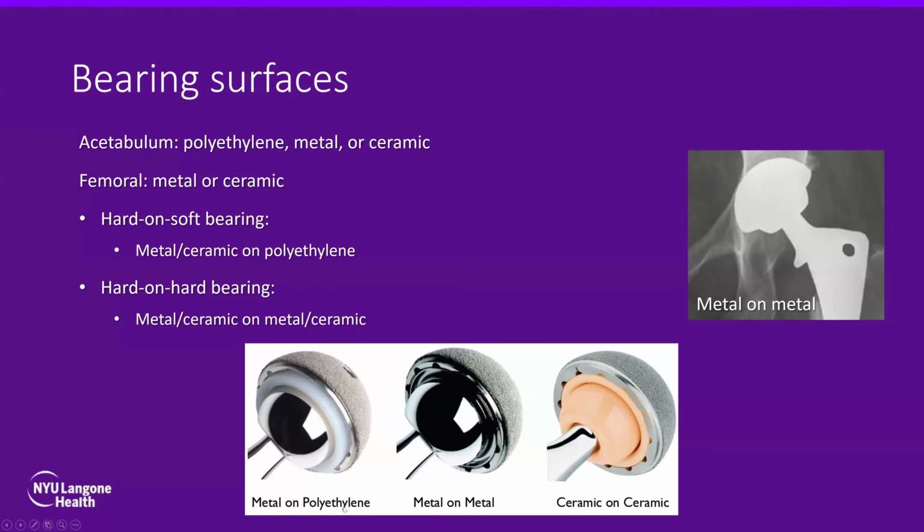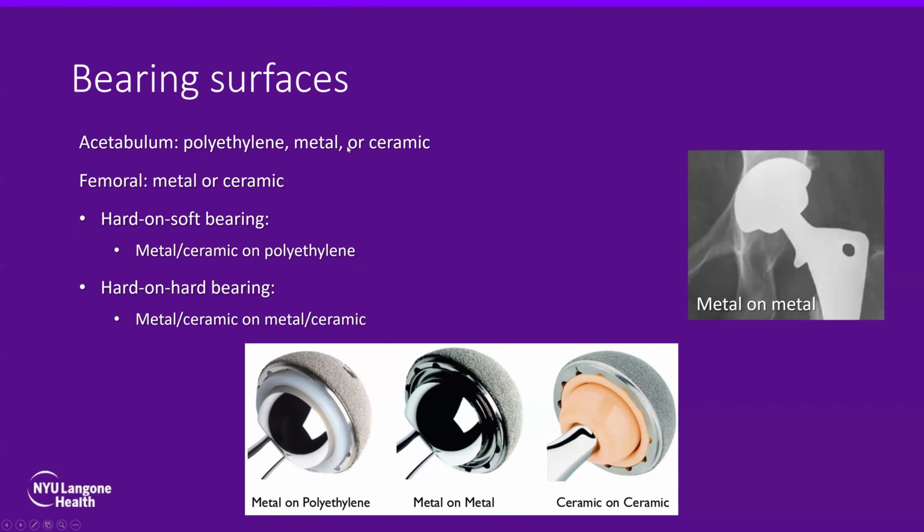This is a metal on polyethylene. I'm not talking about any material junction. I'm talking about the motion. In this case, there's no motion between this and this. So the motion is between metal and plastic. And that's why we call it metal on polyethylene. In this case, we have ceramic on ceramic.